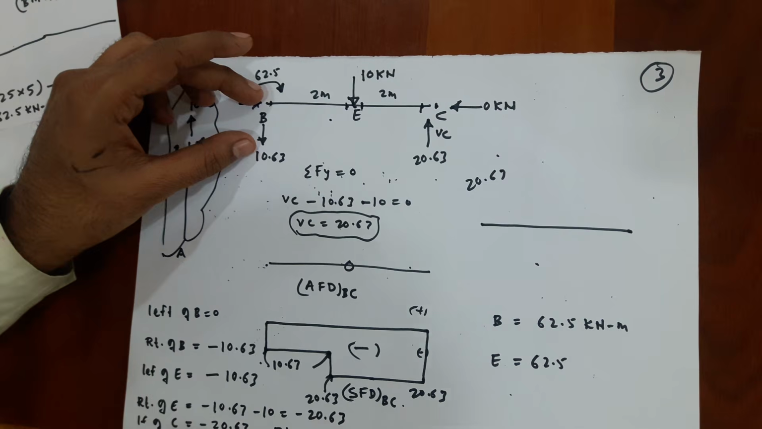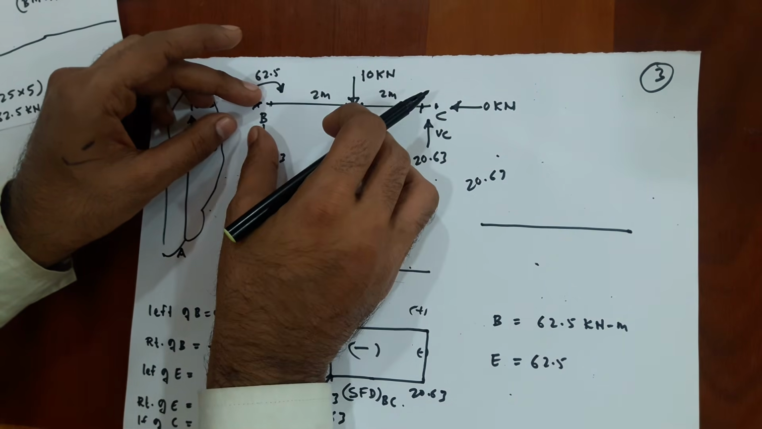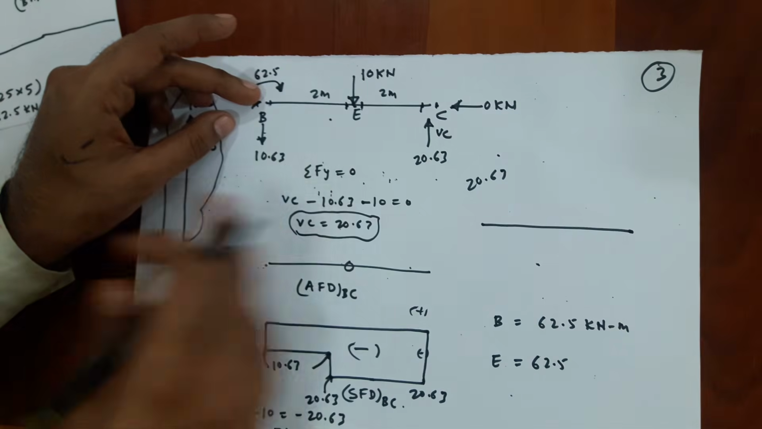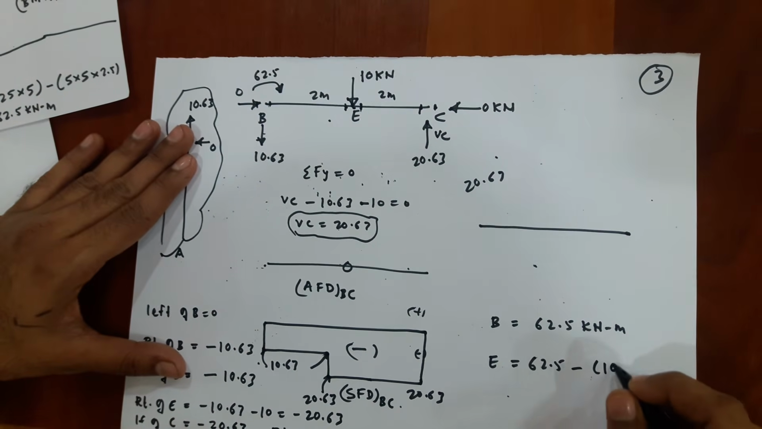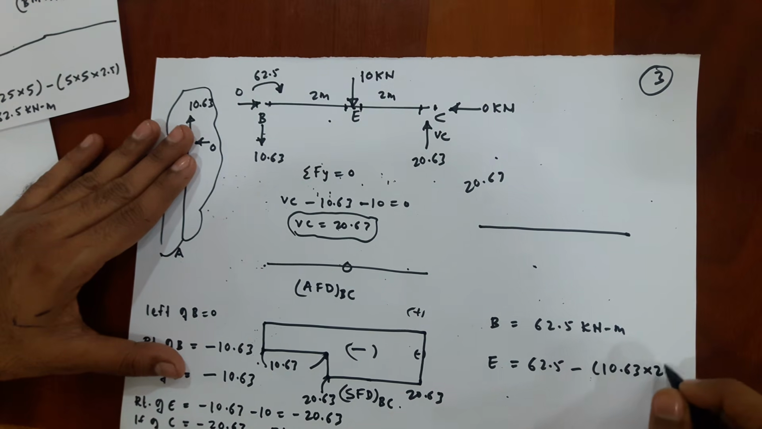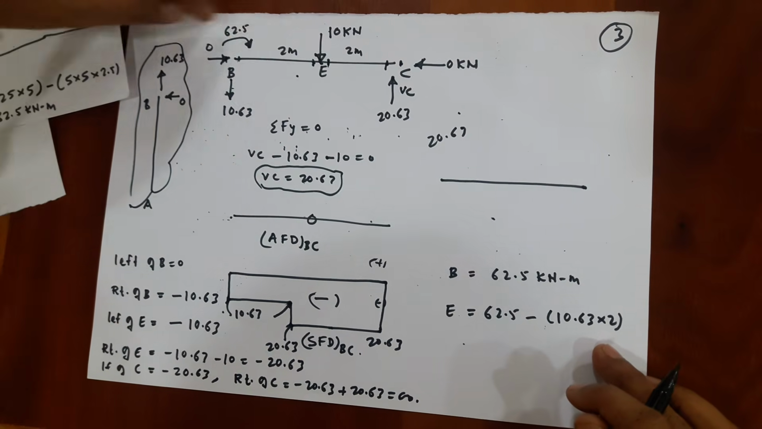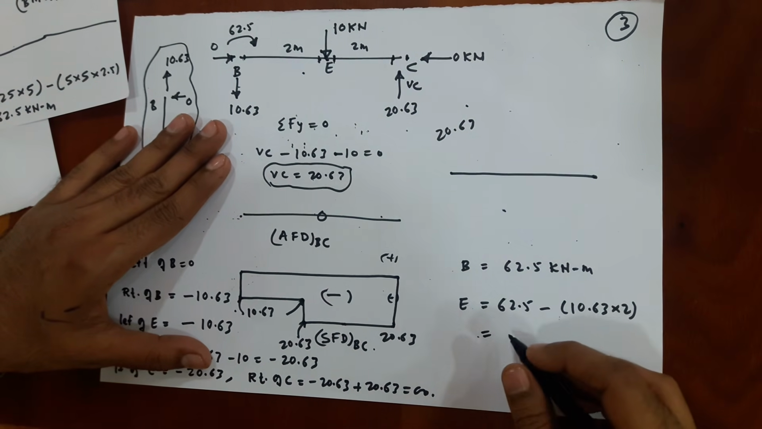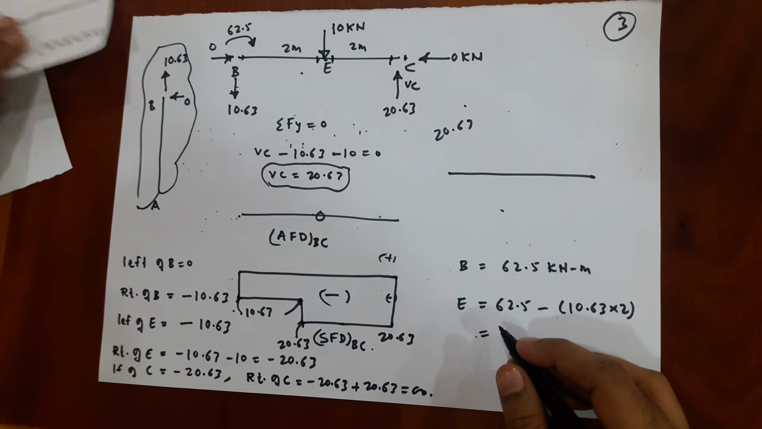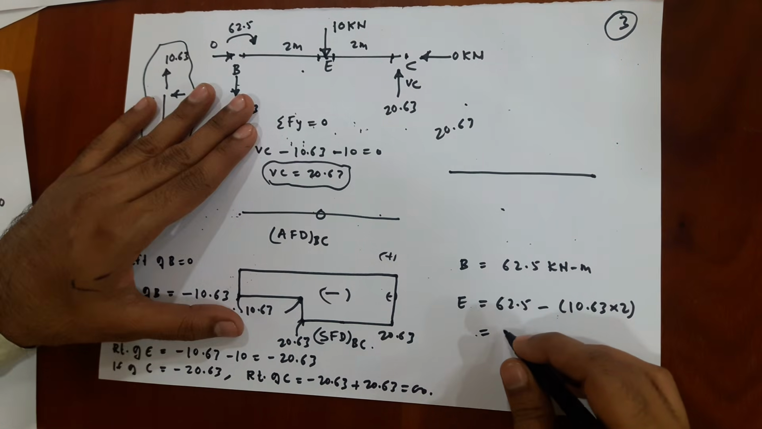Then you have this 10.63. The perpendicular distance with respect to E is 2 meter, and this 10.63 is creating anti-clockwise moment. Okay, so minus 10.63 into 2, and after this you do not have any force. So calculate bending moment at point E. So what is bending moment at point E? 41.